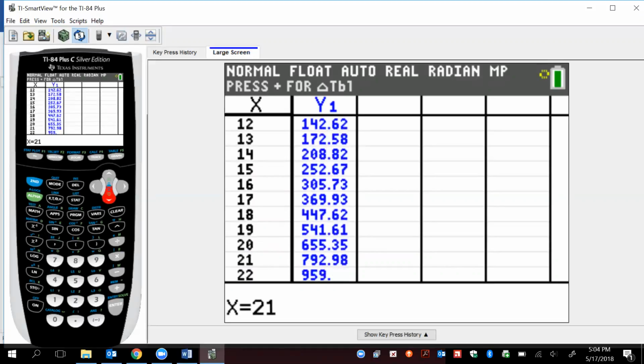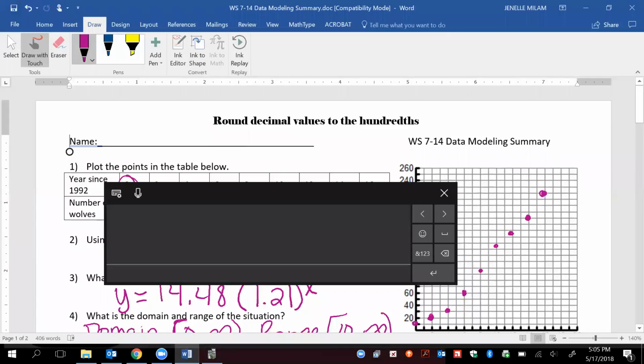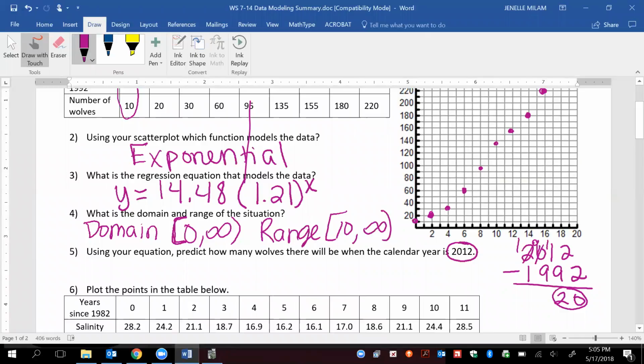So right there, and it's going to keep going for a minute because I scrolled far down. Hopefully it won't go past 20. All right, so right here where x is 20, my y is 655.35. Obviously, you can't have 0.35 of a wolf, so we're just going to write 655 just like that because that's, again, the number we got there.